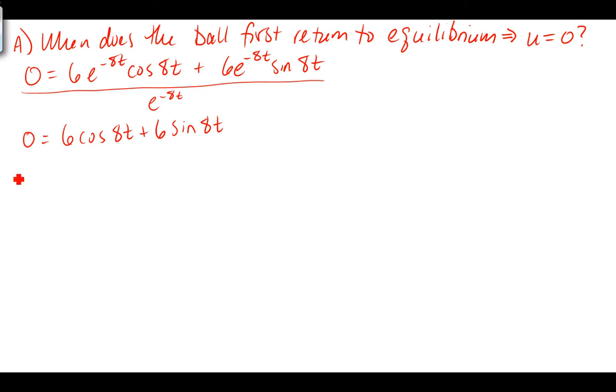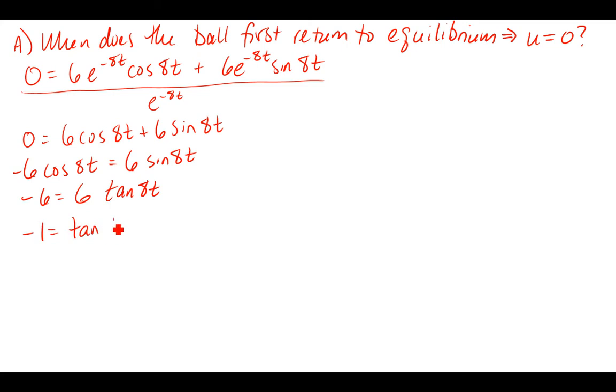So in this case, if I move cosine to the other side for a brief second here, then if I divide both sides by cosine, you'd have sine of 8t over cosine of 8t, which is exactly tan of, in this case, 8t. Right? So sine of theta over cosine of theta is tan. Now, of course, if I move this 6 to the left, I'd end up with negative 1.